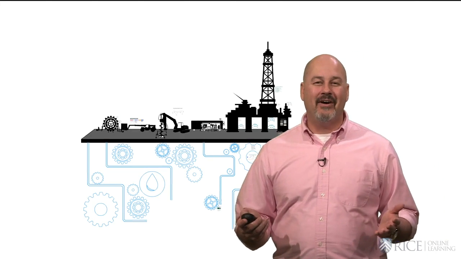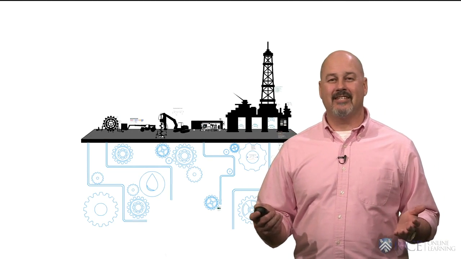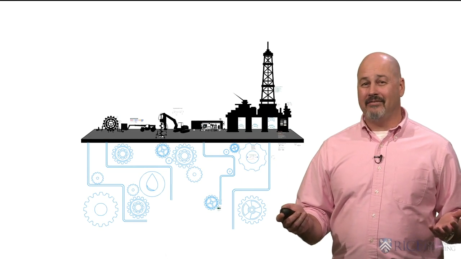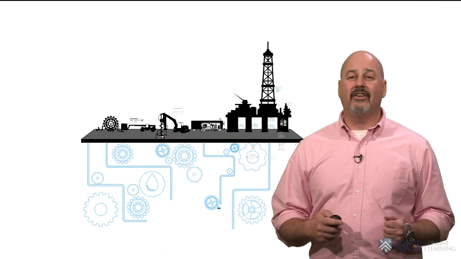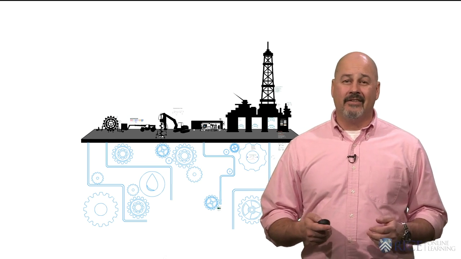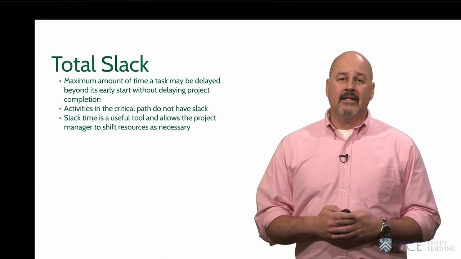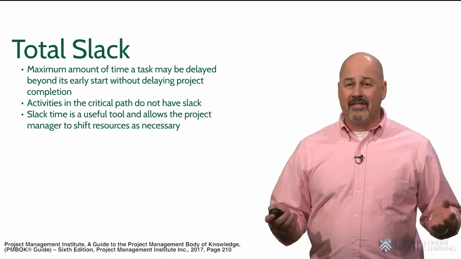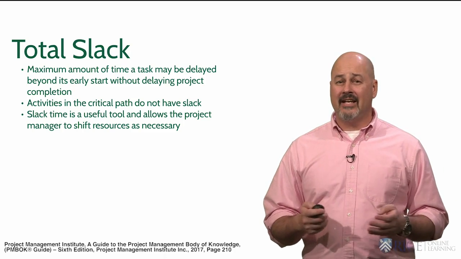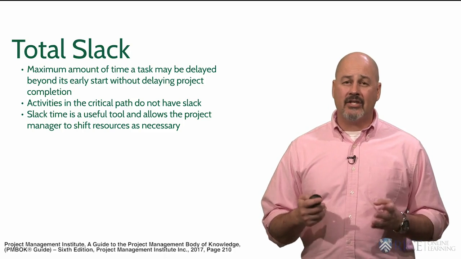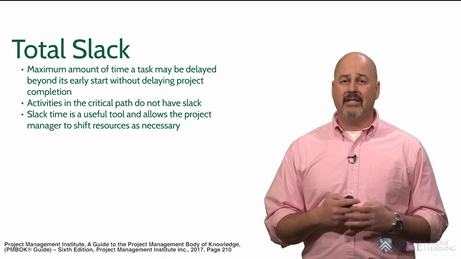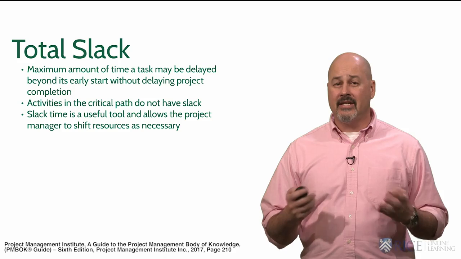Okay, so now that we know how to do a forward pass to calculate the projected time and a backward pass to identify the critical path, let's learn how to calculate the slack time or float. They're the same thing and are used interchangeably depending on who you talk to. Some tasks in your project will not have slack and others will, but simply stated, total slack is the maximum amount of time a task can be delayed without delaying the project end date.